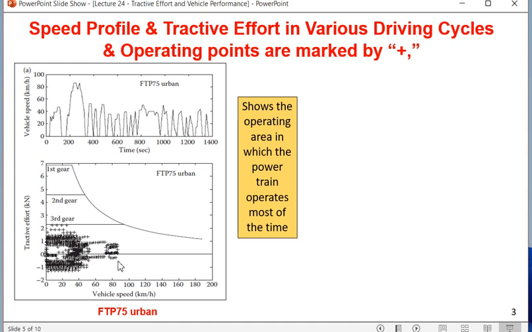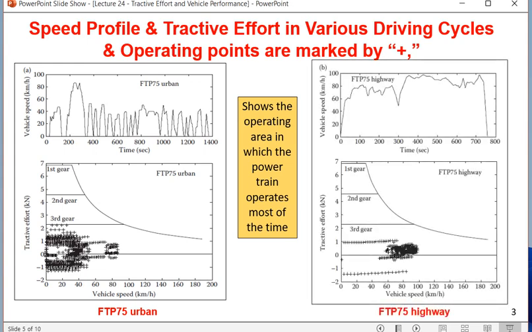So this is how the drive cycle is seen in case of any vehicle for a specific FTP75 urban drive cycle. Towards the right side you are finding the FTP75 highway drive cycle. How do you know it is a highway? Because it starts slowly, changes its gear, and the speed increases very fast, going up to a speed of 80 km per hour.